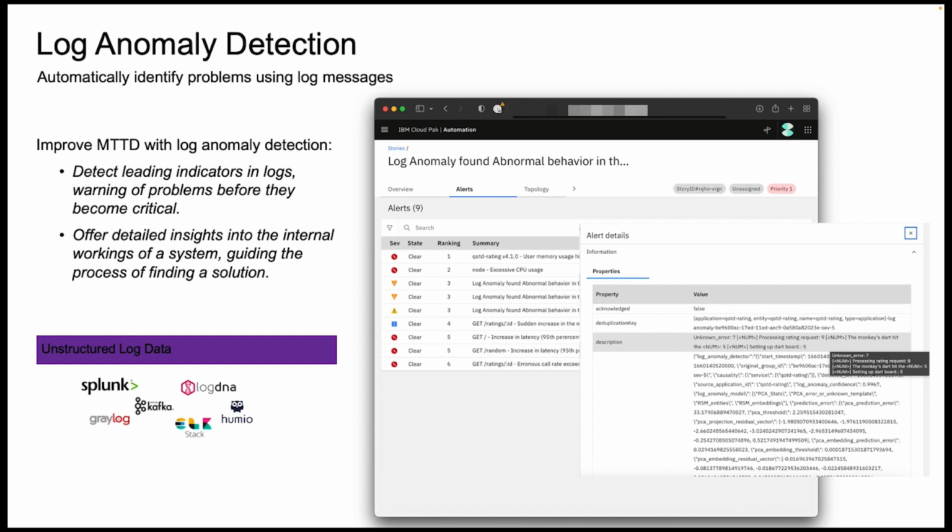When an issue arises, analyzing the logs can help us pinpoint the root cause of the problem. This information is invaluable in understanding the context of the problem and guiding the process of finding a solution.